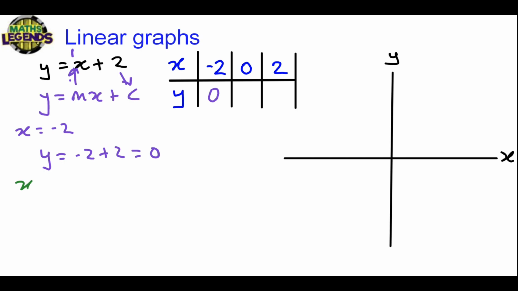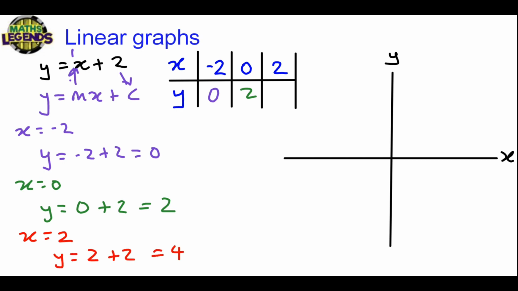Next one, x equals 0. So y equals x, so now x is 0. So we put 0 in there, plus 2, which is equal to 2. So we can put 2 in there. And the last one, x equals 2. So y equals x, which is now 2, plus 2, which is equal to 4. So we can put 4 in there.